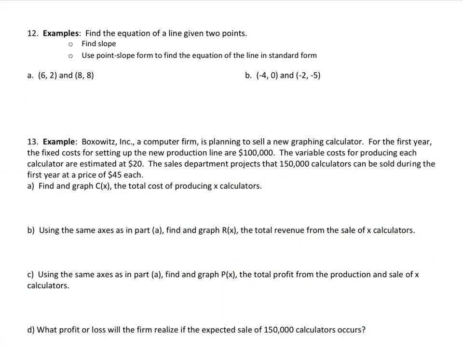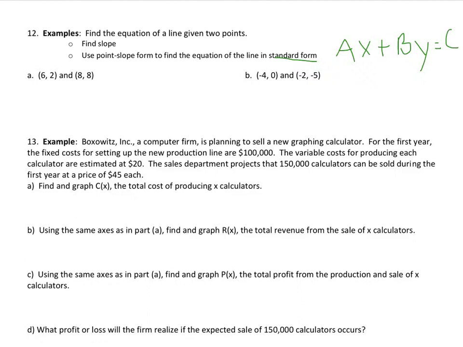Find the equation of a line given 2 points. Find the slope and use the point slope formula to find the equation of the line in standard form. We haven't really talked about standard form, so we'll just put it in the slope-intercept form. Standard form is technically ax plus by equals c. I don't think that's going to come up in your homework, but if it does, let me know. It's not that hard to get to.